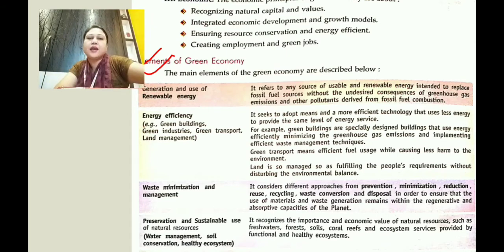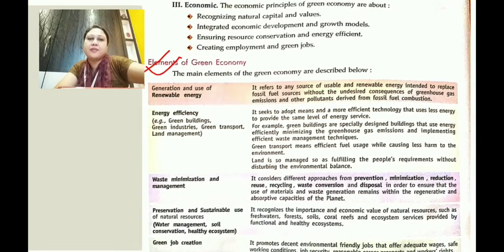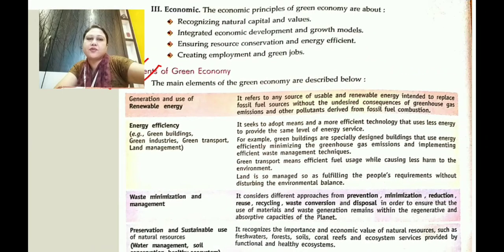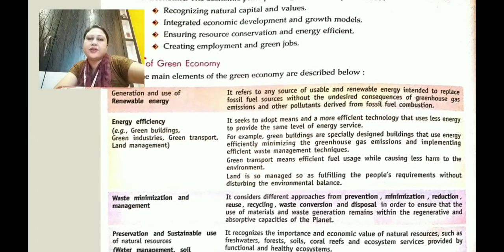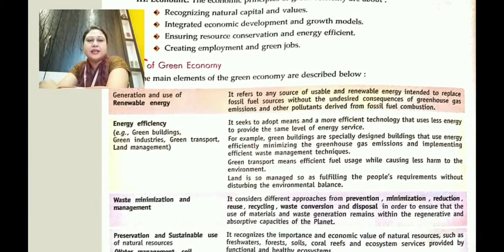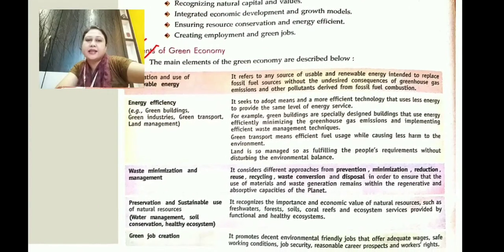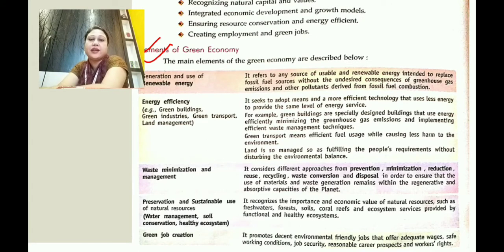So here we have the dimensions of green economy, that is the main elements of green economy. So what are these main elements of green economy? The first one is generation and use of renewable energy. Then the second one is energy efficiency, that is the green buildings, the green industries, or the green transport, okay, and at the same time land management. Then waste minimization and proper management of the waste. Then preservation and sustainable use of the natural resources like water management and soil conservation, a healthy ecosystem for us. Then lastly, the green job creation.